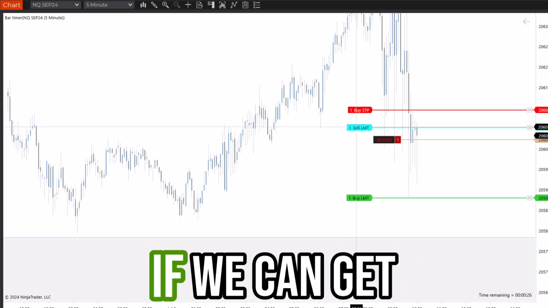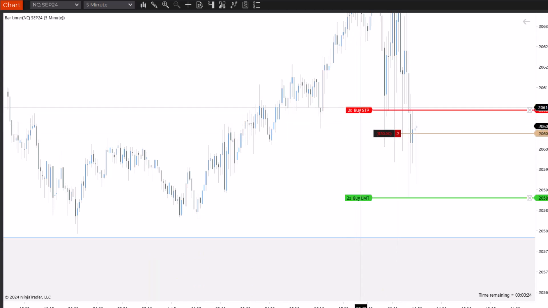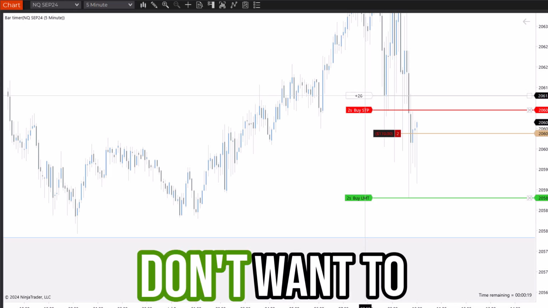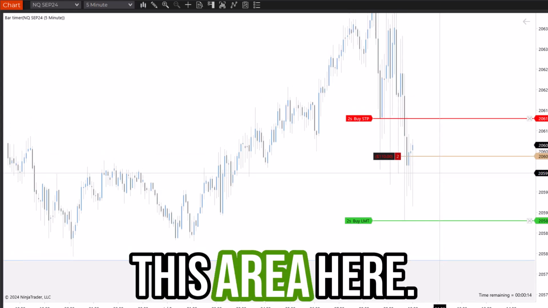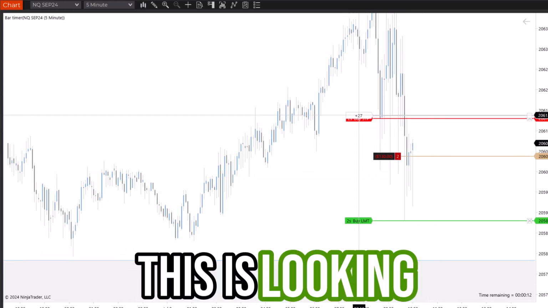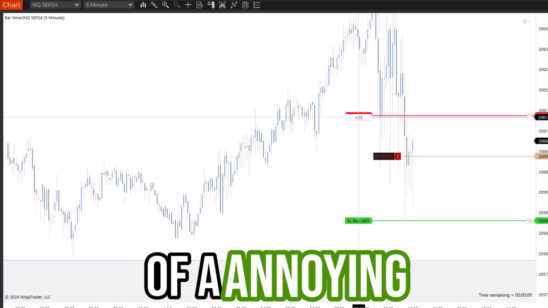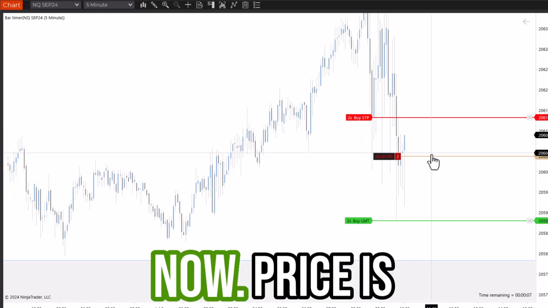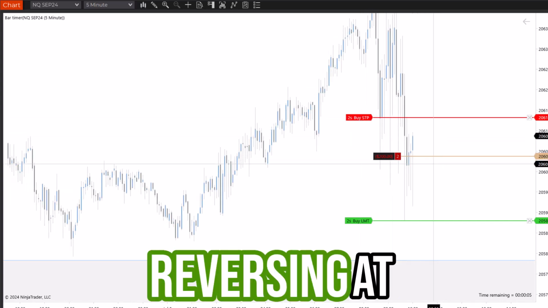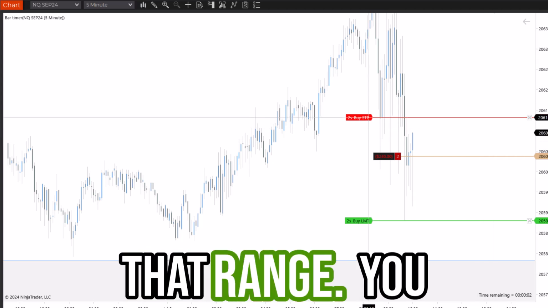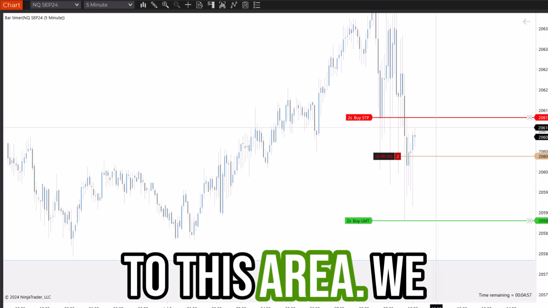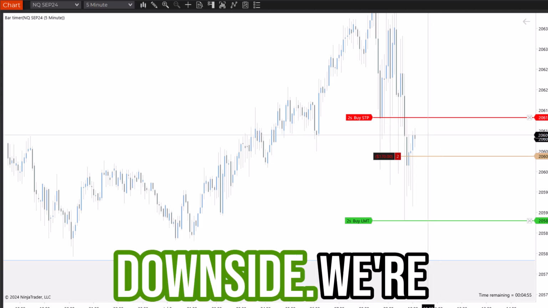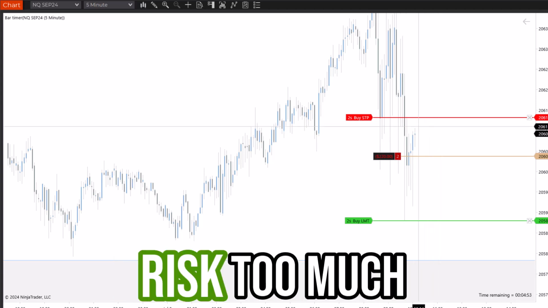Let's look to see if the order submitted. Get another order entry around here. Don't want to see price come up to this area here. This is looking like a little bit of an annoying trade right now. Price is kind of reversing at the bottom of that range. We don't want to stay and see price come up to this area. We want to see some more displacement to the downside. We're not going to risk too much on this.